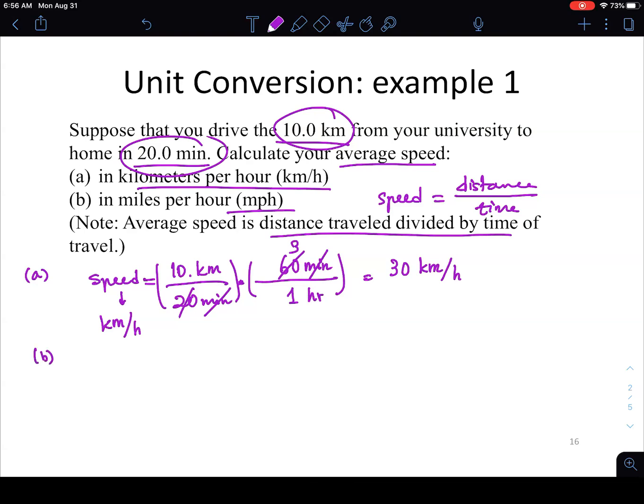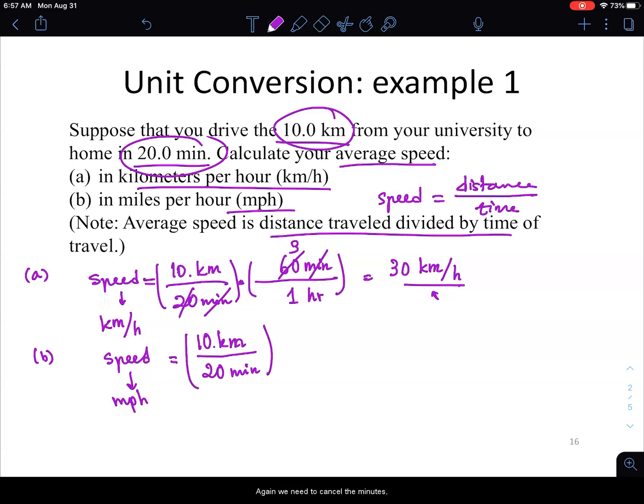B. Now we want it in miles per hour. So let's start from scratch. We can start from here, but let's start from scratch. 10 kilometers per 20 minutes. Again, we need to cancel the minute, so put the minute on the top, and we need to be left with hour in the bottom. So 60 minutes, 1 hour. So that's the first conversion factor.